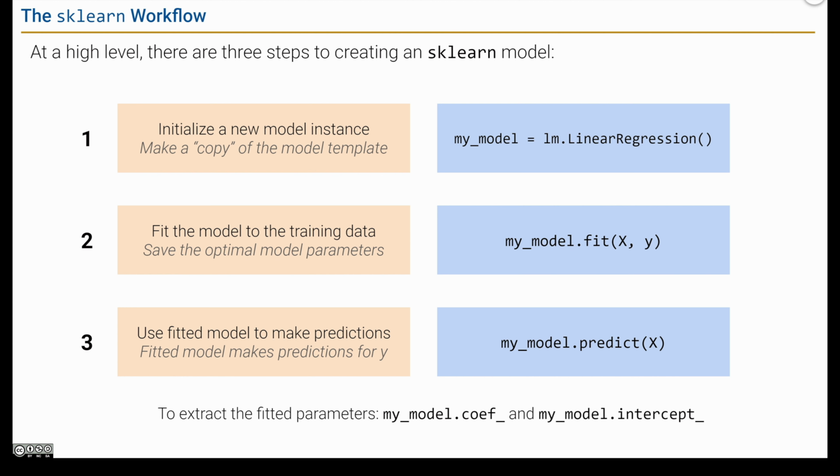And it's pretty clean to also extract your actual fitted parameters. You just call these attributes, myModel.coefficient and myModel.intercept. So let's hop on over to the notebook to see this in action.